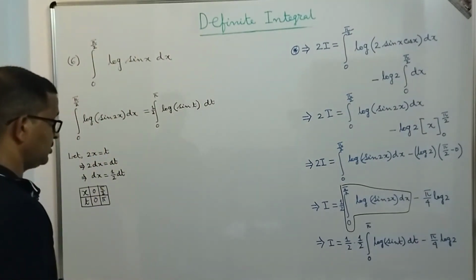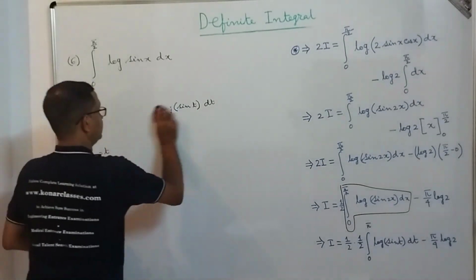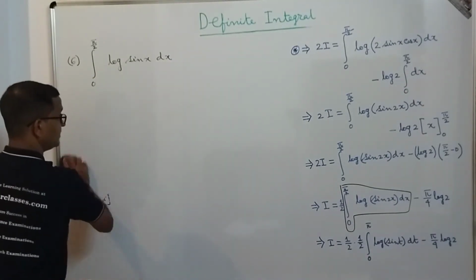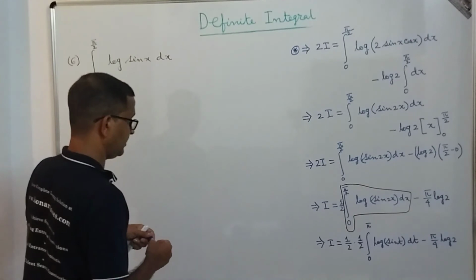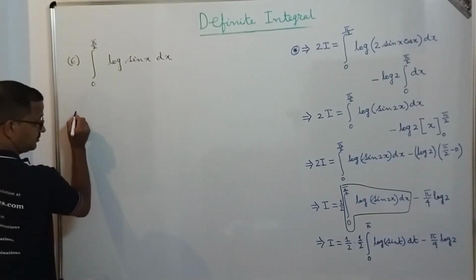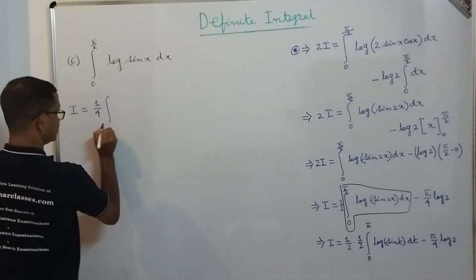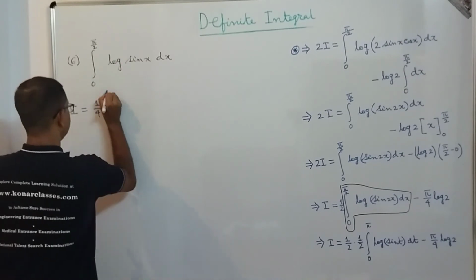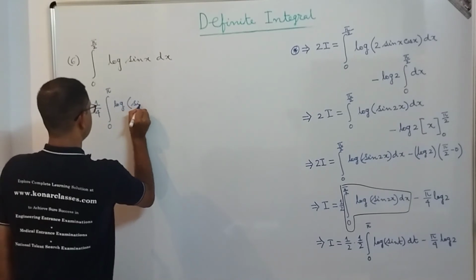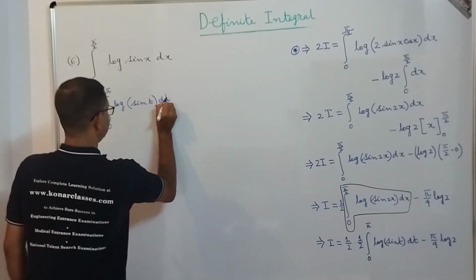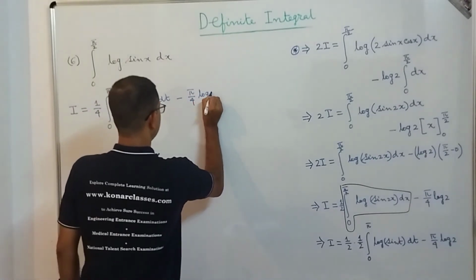Okay, correct? So what we get, dear students, from here what we can find is that I, the given integration, what we assume this integration is I. So I is equal to 1/4 integration from 0 to pi of log sin t dt minus pi/4 into log 2.